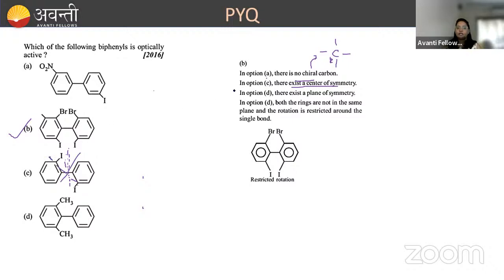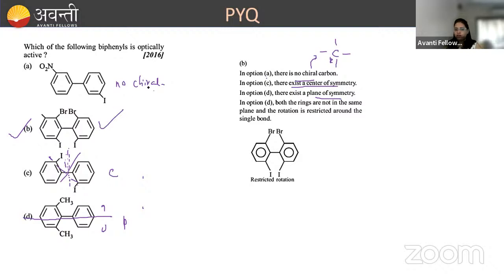सेम ही. ऑप्शन डी, देयर एग्जिस्ट प्लेन ऑफ सिमेट्री. ओके, ऑप्शन डी में क्या है? अगर हम I pass a plane along this ना molecule. So इस साइड में और इस साइड में, दोनों साइड में मॉलिक्यूल क्या दिख रहा है? सेम दिख रहा है. So it having plane of symmetry, this is having center of symmetry. There is no chiral carbon present. Okay, and that's why option B. Okay, option B में क्या हो रहा है? There is a restricted motion as well as the carbon atoms are having different substituents. Okay, and that's why this is optically active.